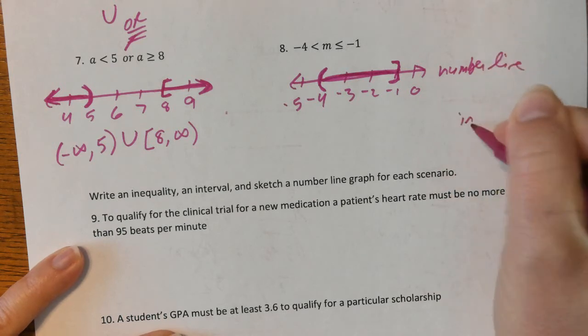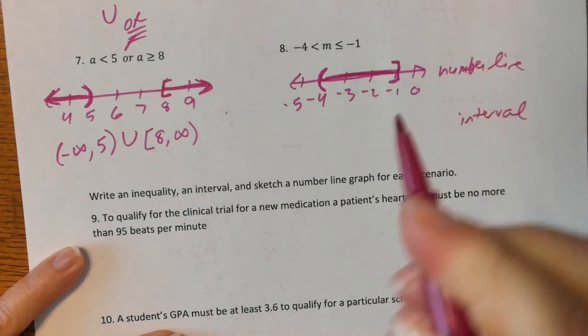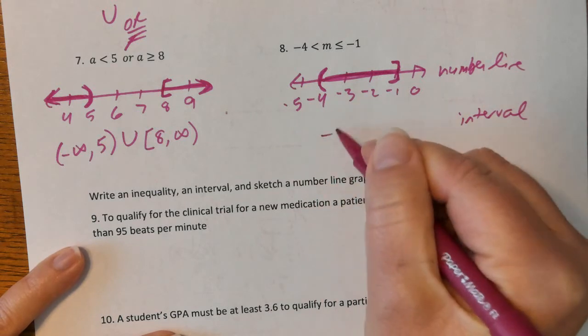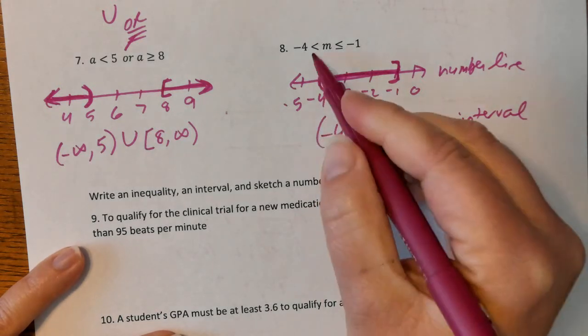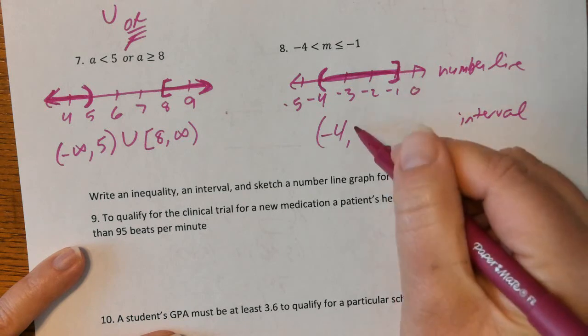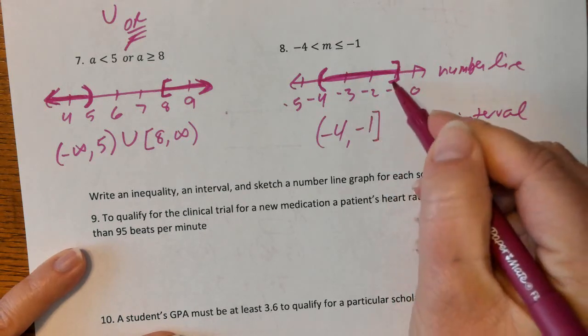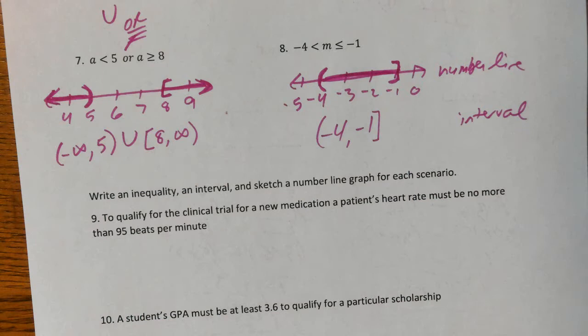And in the interval, we put where we started shading, where we stopped shading. We started shading at -4. It did not have an equal, so we put a parenthesis. We ended the shading at -1. It did have an equal to, so we put a bracket there.